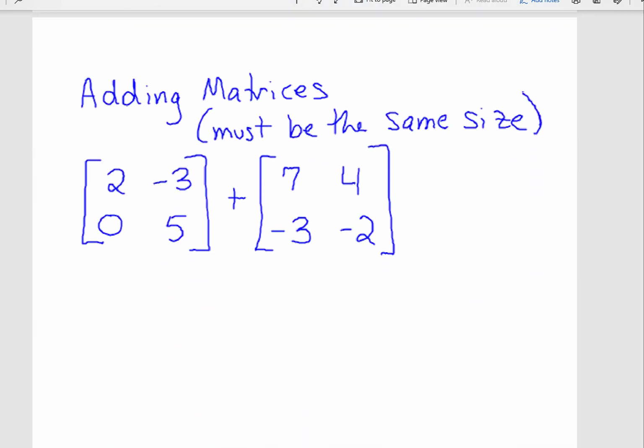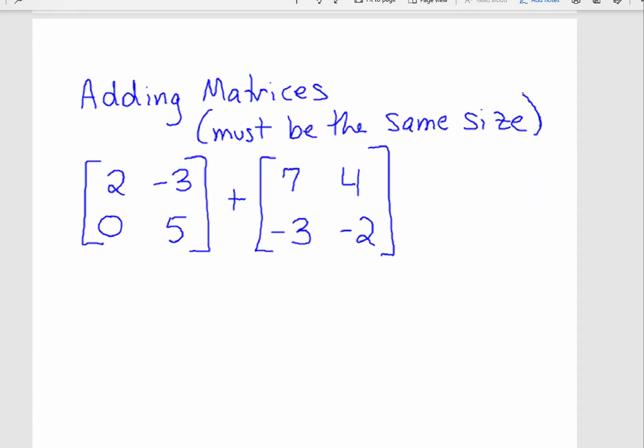Let's actually apply it. So they want us to add these two matrices. It reiterates that it has to be the same size. These both have an order of 2 by 2, 2 rows by 2 columns. So I can go ahead and proceed. When I go to add, I'm going to take the top left element and I'm going to add those. So 2 plus 7. Got that from here. Moving over to the right, so first row, second column, I have -3 plus 4.